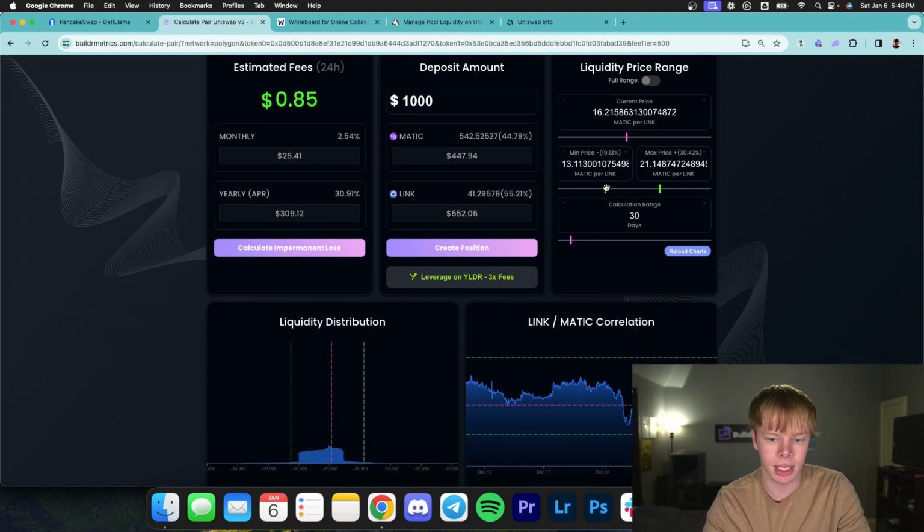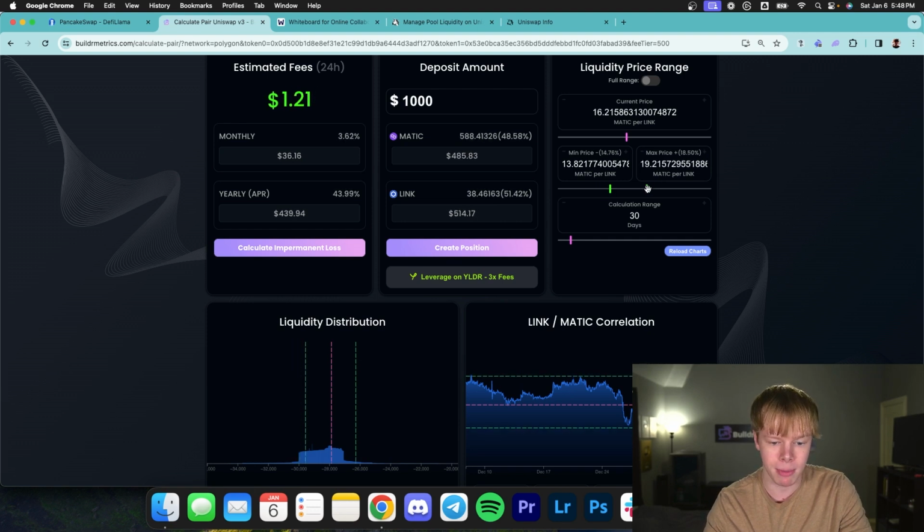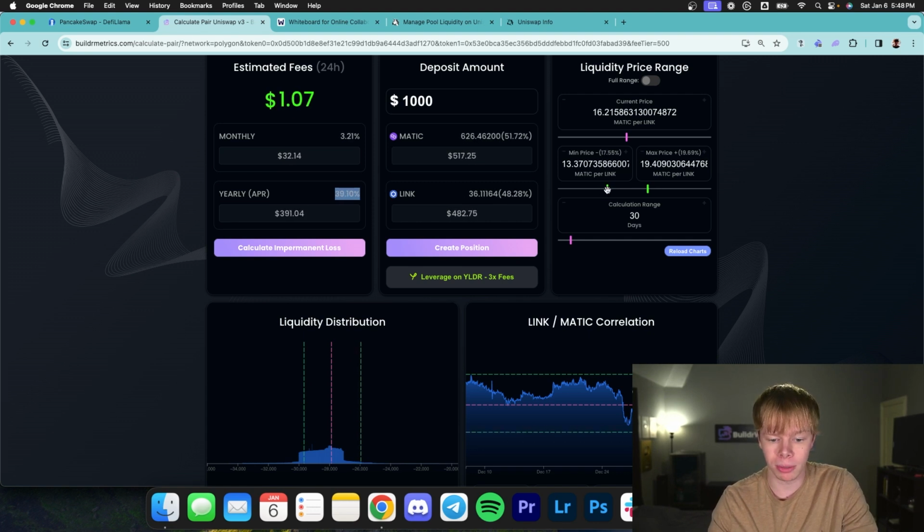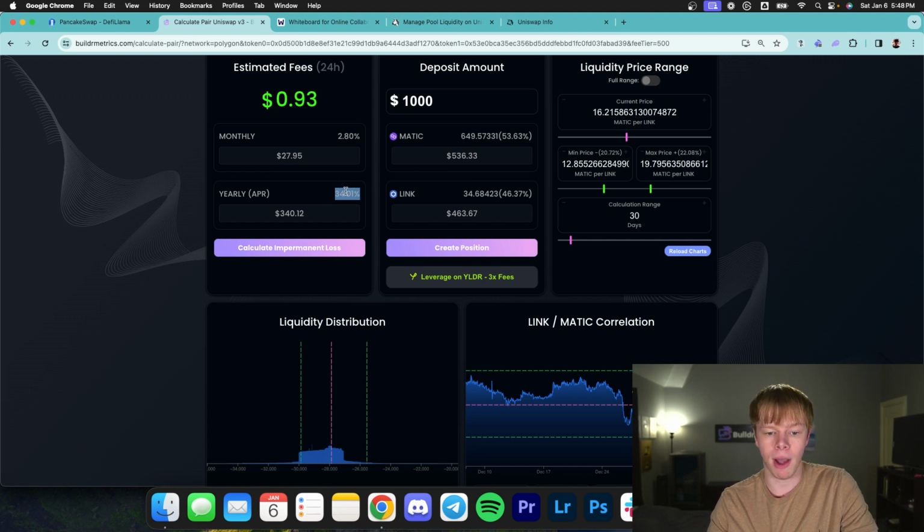We might do a range something like this, where we encapsulate the past 30 days worth of data, just drag our min price and max price like this. This essentially gets us a 43% yield. Or if we want to be a little bit more passive, we can broaden this just a little bit. That gets us roughly a 35% yield.